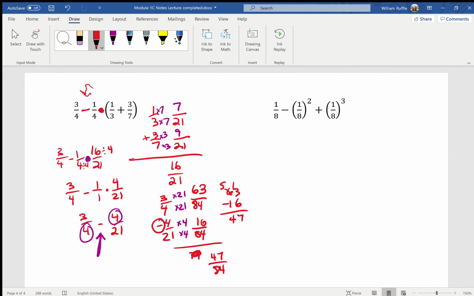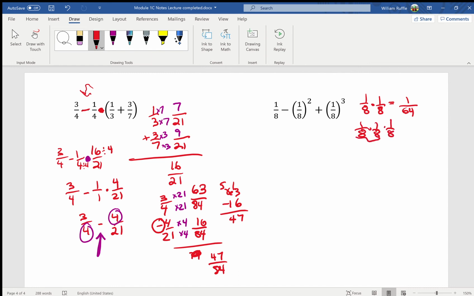All right, the next one. We have parentheses and we have exponents. Now, inside the parentheses, really nothing is done. But what the parentheses there is to make sure I square it inside there. Now remember, squaring, that means I just do 1/8 times 1/8. Now 1/8 times 1/8 is 1/64. 1/8 cubed is 1/8 times 1/8 times 1/8.